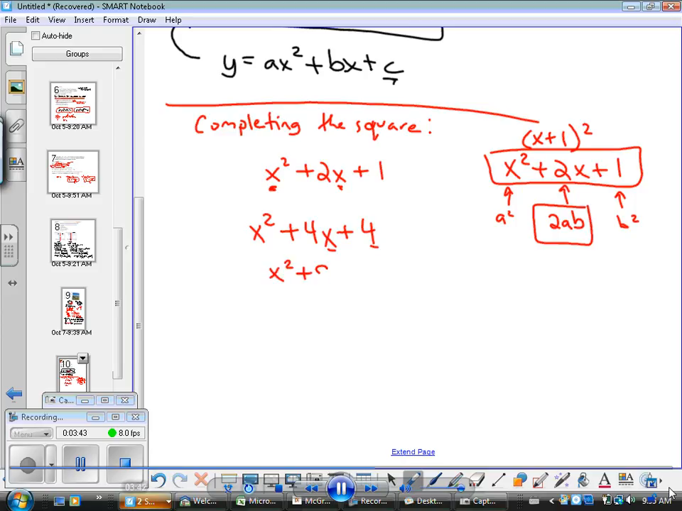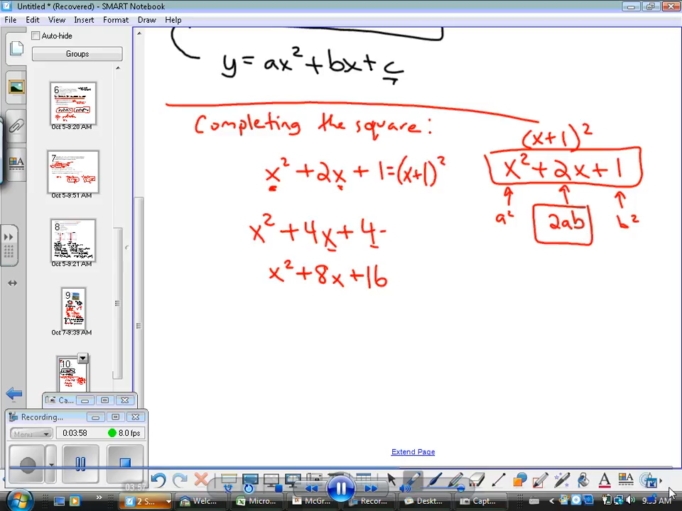Okay, here's another one. Again, simple technique. Take the coefficient of that x, that's 8, divide it in half to get 4, and square the 4 to get your last term. Okay, notice that middle term is 2 times x times 4.